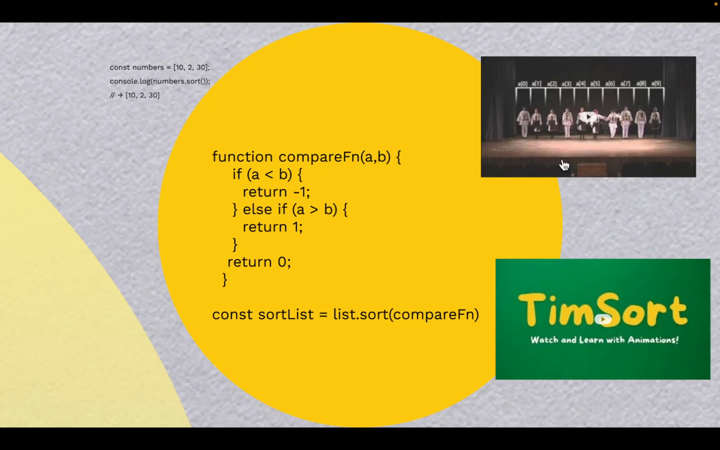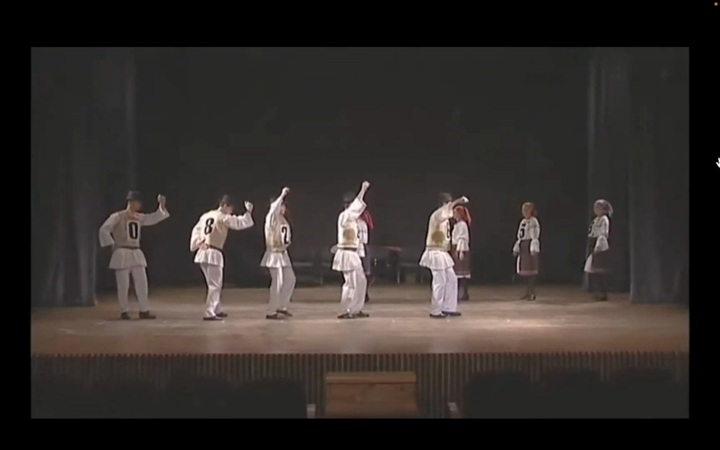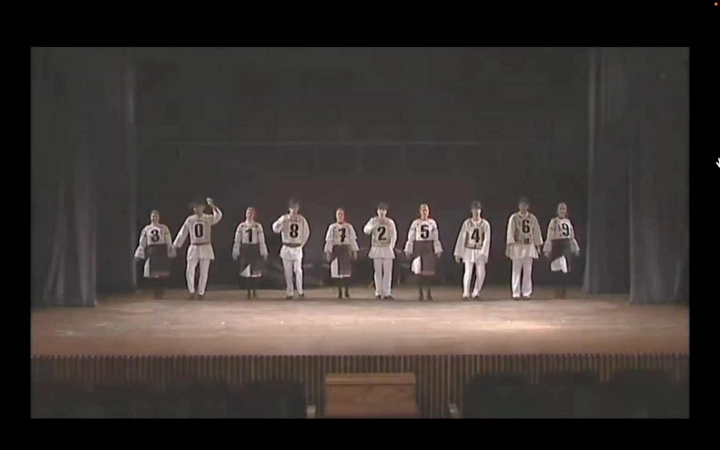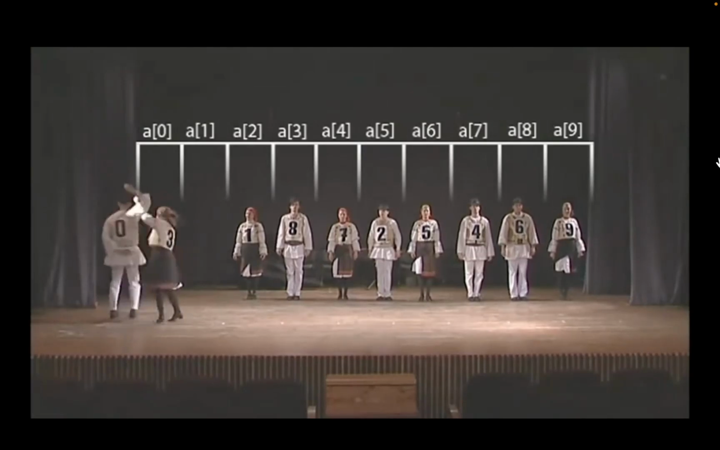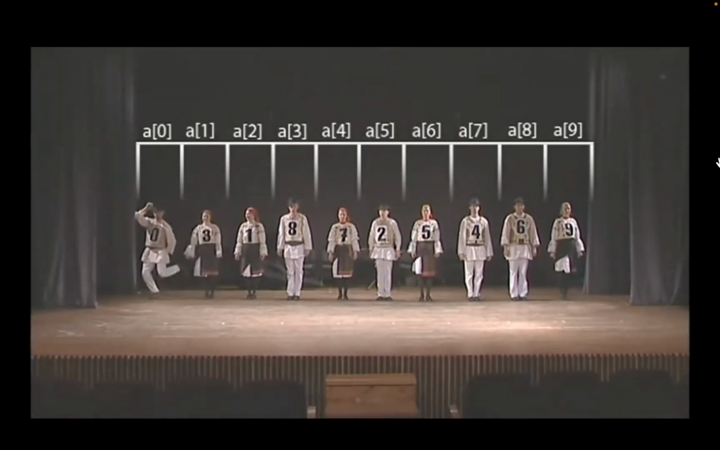Here's a visual example from a YouTube video. So our Hungarian dancers are representing the different numbers, and they'll go through 2 by 2, like our A and B in our sort list, and decide whether they get a -1 or a +1 and reorder themselves.